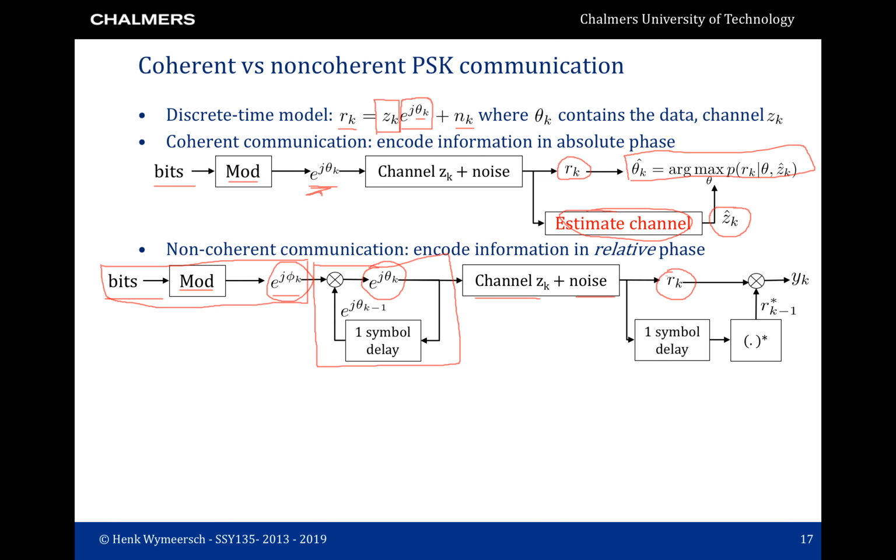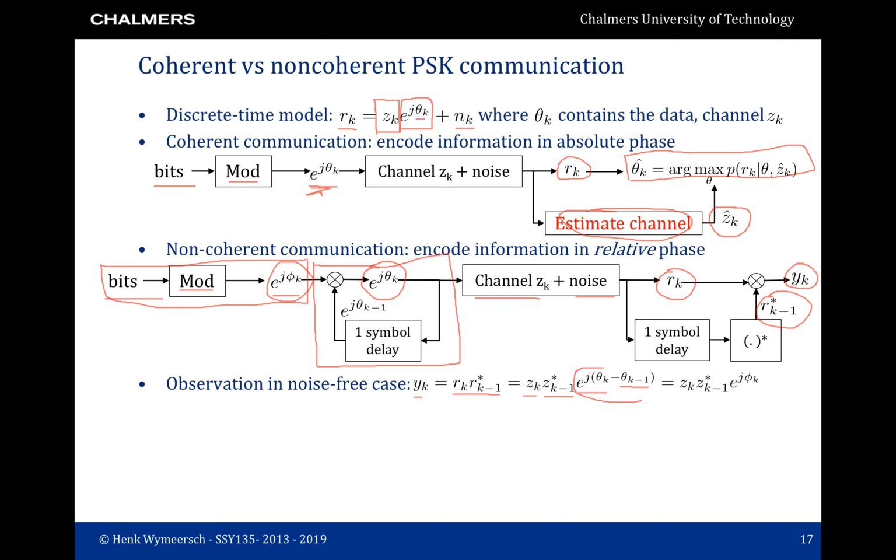Now we need to use a simple decoder to recover the information. What we do is take a one symbol delay, take a complex conjugate, and multiply Rk with Rk minus 1 star. And that gives us a new observation Yk. Let's consider the easy case where there's no noise. Yk is Rk times Rk minus 1 star. I can plug in what Rk means. Rk is Zk times e to the power j theta k. Rk minus 1 star is Zk minus 1 star times e to the power minus j theta k minus 1.